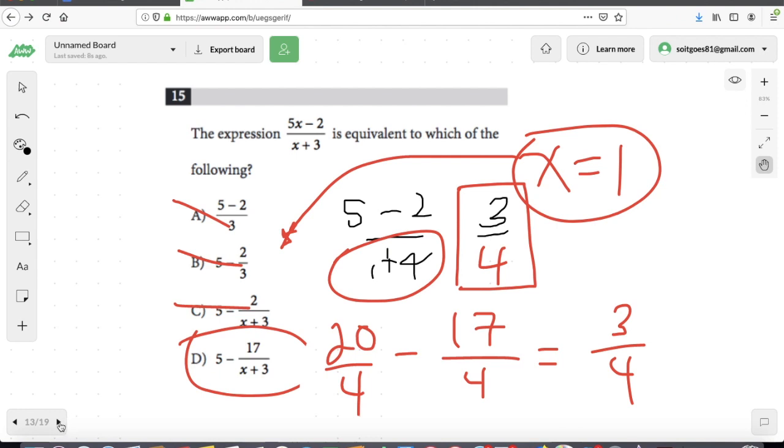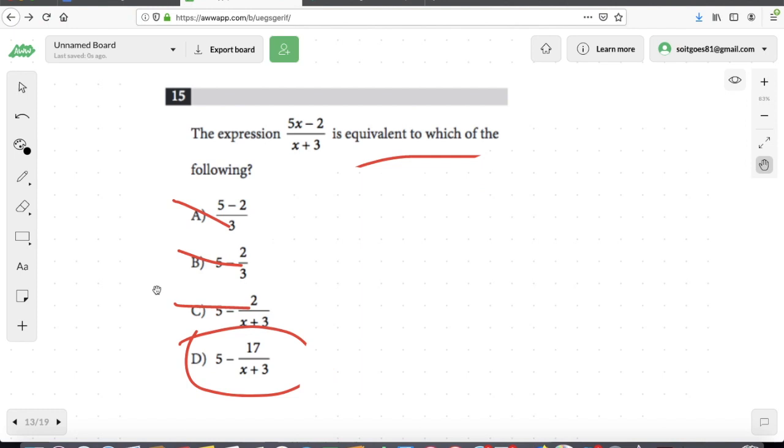And by the way, you can plug in a 0 for x into this one. It works beautifully. Can I show you real quick? Plug in a 0 for x. We get 0 minus 2 over 3, so you get negative 2 over 3 when x is 0.